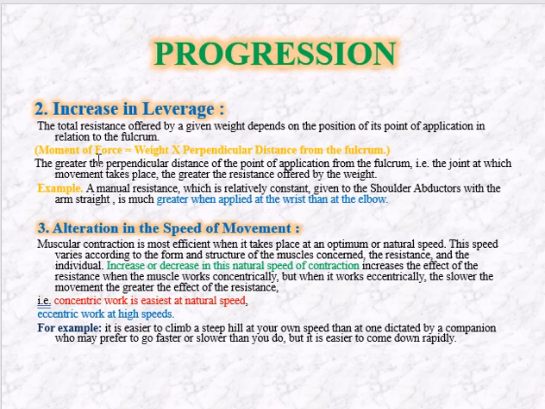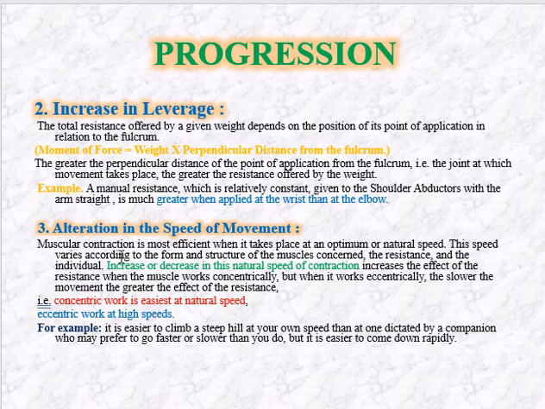For example, a manual resistance which is relatively constant given to the shoulder abductors with the arm straight is much greater when applied at the wrist than at the elbow. And when we apply the resistance at the level of the elbow joint, then basically it is used for patients with weak muscles, for example shoulder abductor weakness.